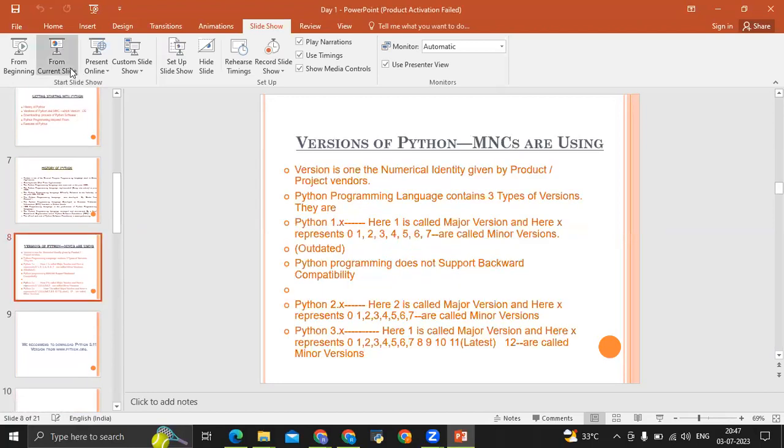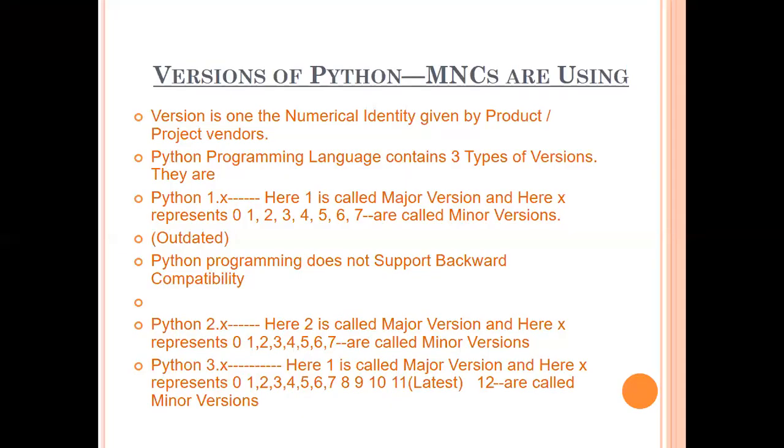See, these are the versions of Python which are used nowadays. Python 1.x was the first release of Python software, in which 1 is the major version, and x is the minor version. We have 1.1, 1.2, 1.3, 1.4, 1.5, 1.6. These are the minor versions.